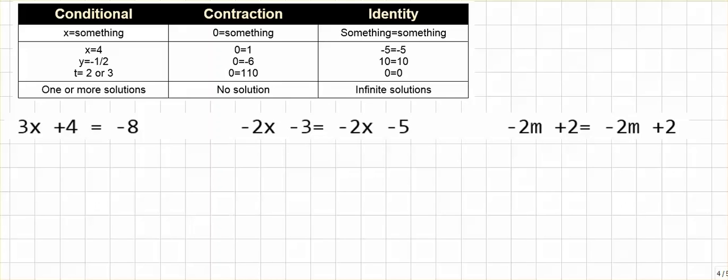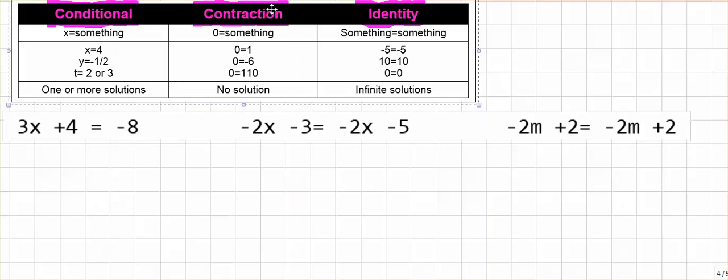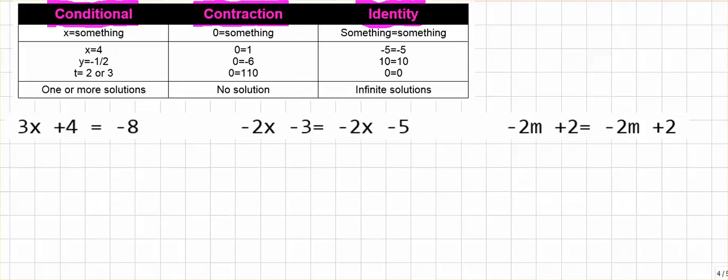In this video, we're going to talk about what happens when you get odd or unusual answers. When working with math, you're going to get one of three possible answers. Either it's going to be something that is conditional, a contraction, or an identity. And I'm going to show you what each of these will give you in a moment.